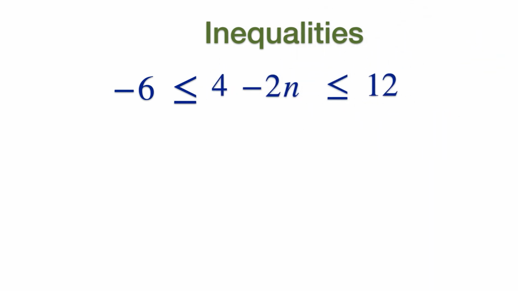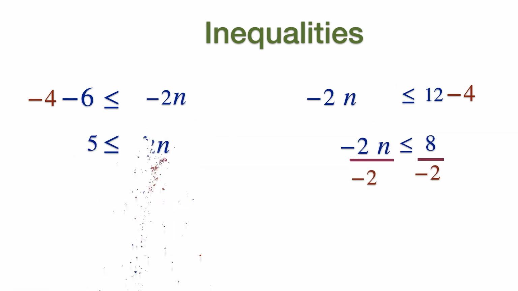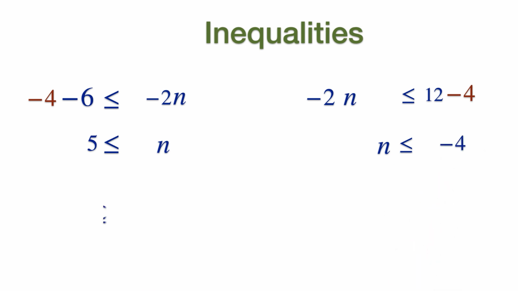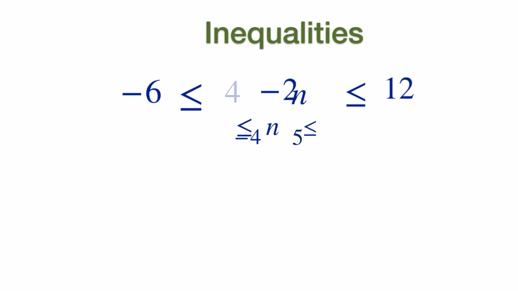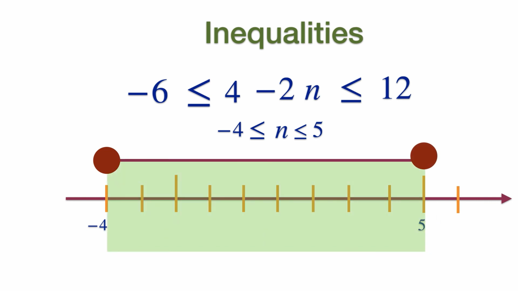Alternatively, we can solve this inequality by splitting the sandwich inequality into two separate ones and solving them each individually. First, we take away 4 from both the inequalities. Divide by minus 2 and then flip the inequality sign. Then we combine the inequality signs together. Hence, the solution to this inequality is n greater than or equal to minus 4 but less than or equal to 5.